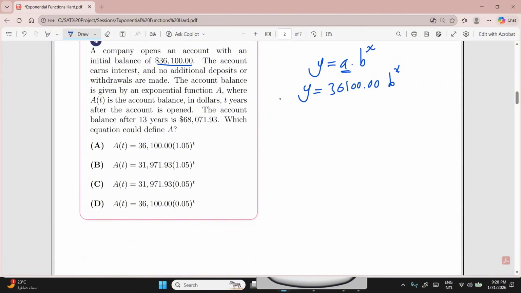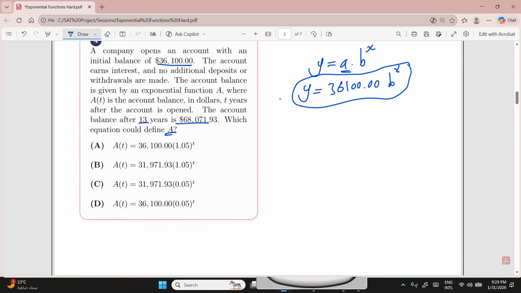The account earns interest and no additional deposits or withdrawals are made. The account balance is given by an exponential function A, where A of t is the account balance in dollars t years after the account is opened. The account after 13 years is this. Which of the given equations could define A? So now we can just look at this equation right here and search for one of them to maybe eliminate 2 of the options.